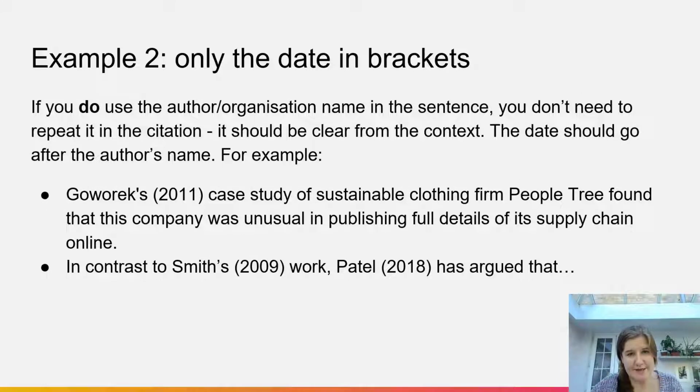The second way you might see it done is if the author's name has already been used in the sentence. In that case, you don't need to repeat it in the citation. It should be clear from the context. So the date goes in brackets, usually after the author's name. So here's an example where you've got the author's name and then you've got the date in brackets and then you've got the rest of the sentence. And in the second example, you've got 2 different authors cited in the same sentence, but in both cases you've used their name as part of the sentence structure, so you don't need to repeat it again in the brackets.